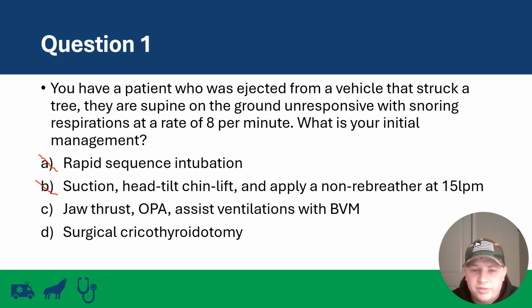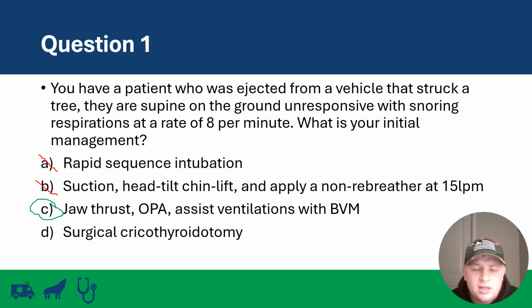Assist ventilation with the BVM. He's breathing too slow. I do need to ventilate this patient. So far, C looks pretty good. And then D, a surgical crike. Well, maybe. That could be in the patient's future, but remember, we should only do a surgical crike when we can't oxygenate and we can't ventilate. So we haven't tried any of those interventions yet. So therefore, A, or correction, C is going to be our best answer.